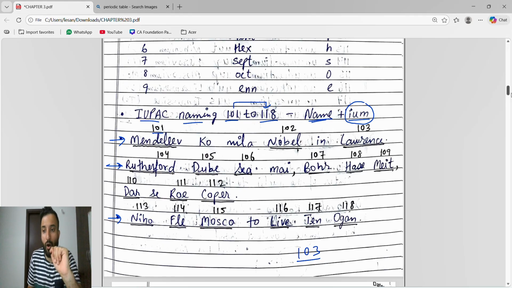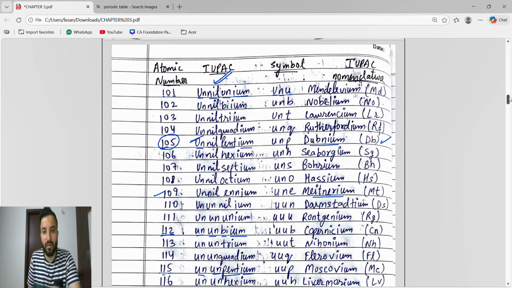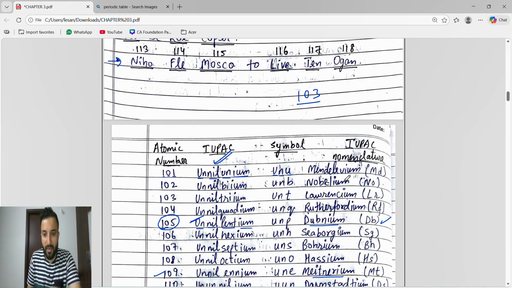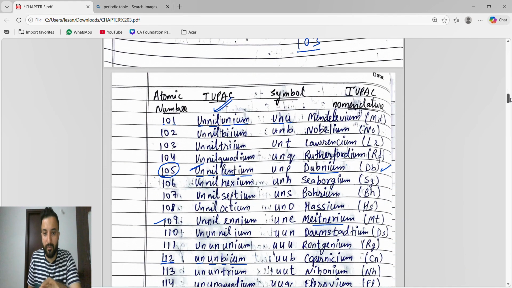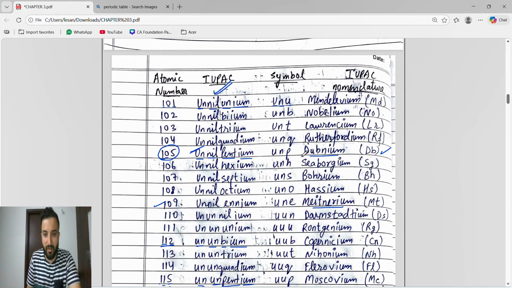So you will look in the options: Lawrence is Lawrencium, so you take that option. That's it. 101 is Mendeleev, Mendeleevium. 102 is Nobel, Nobelium. 103 is Lawrence, Lawrencium. 104 is Rutherford. 105 is Dubé, so Dubnium. You will get to know it's Dubnium. Like that you can identify and tick the option instead of learning the whole name by heart.